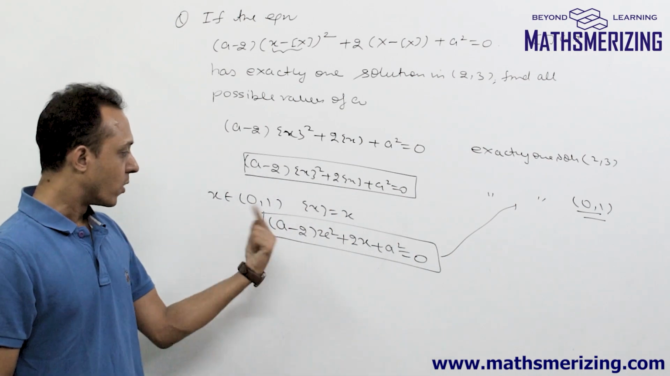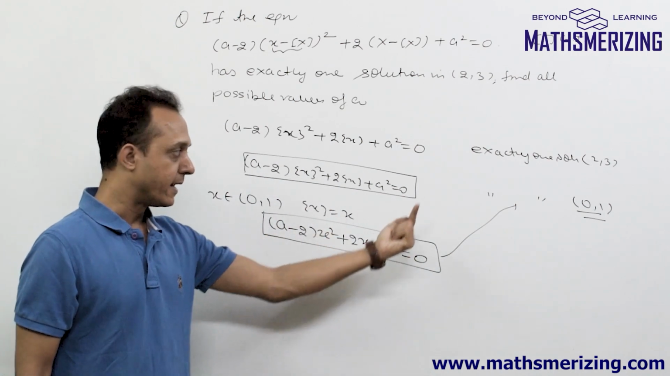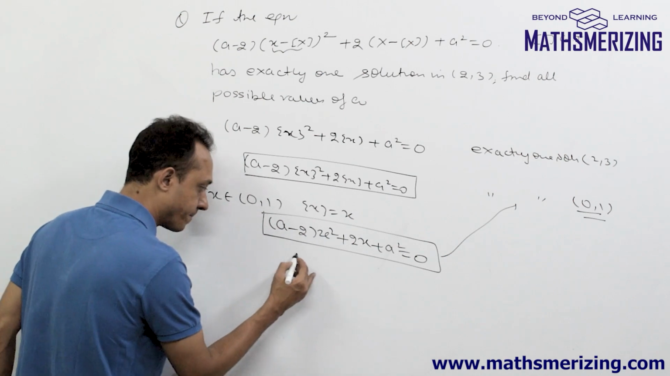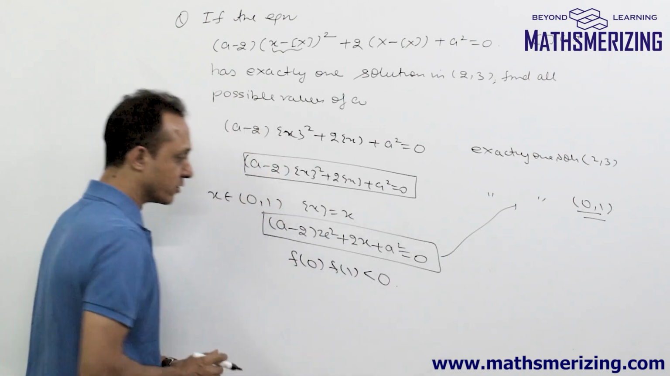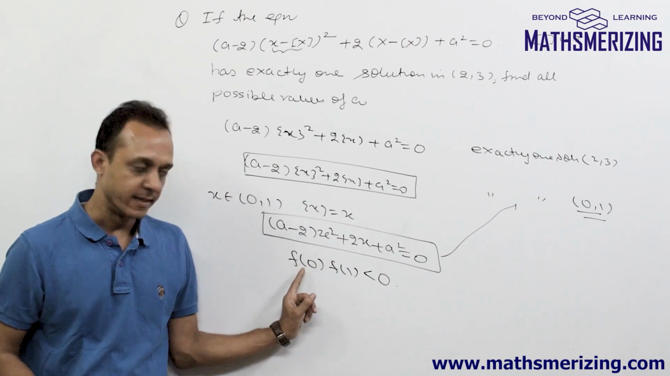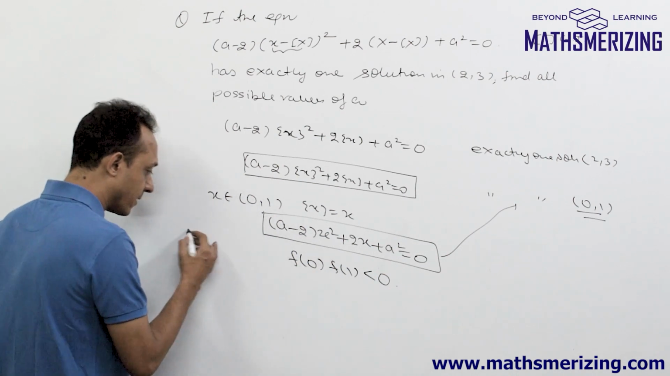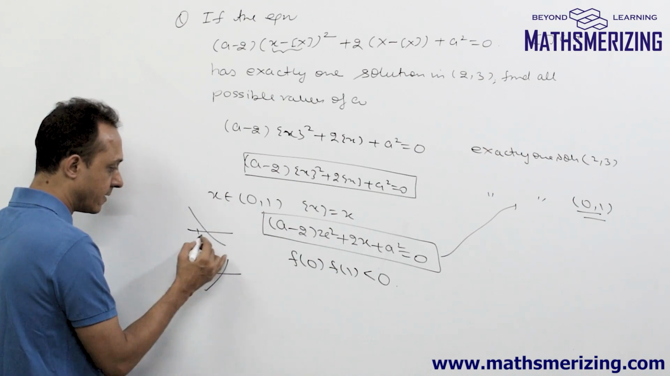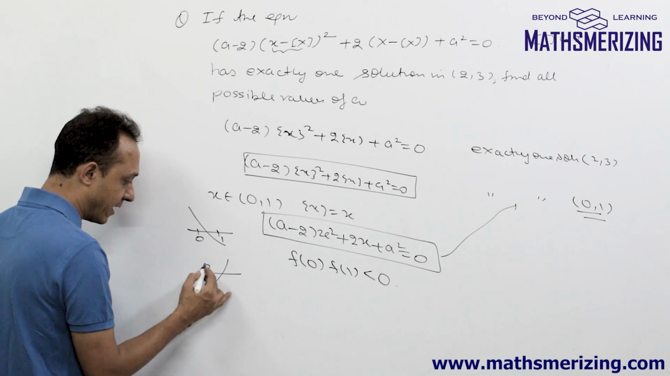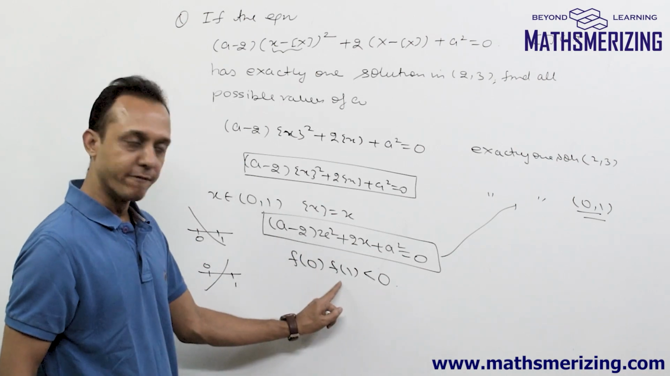Now, for a quadratic expression to have exactly one root in a given interval, the condition is f0 into f1 should be less than 0. So that is, one of the values should be positive and the other value should be negative. So the graph should intersect the x-axis either here like this or like this. So one value is positive and the other value is negative. So f0 into f1 should be less than 0.